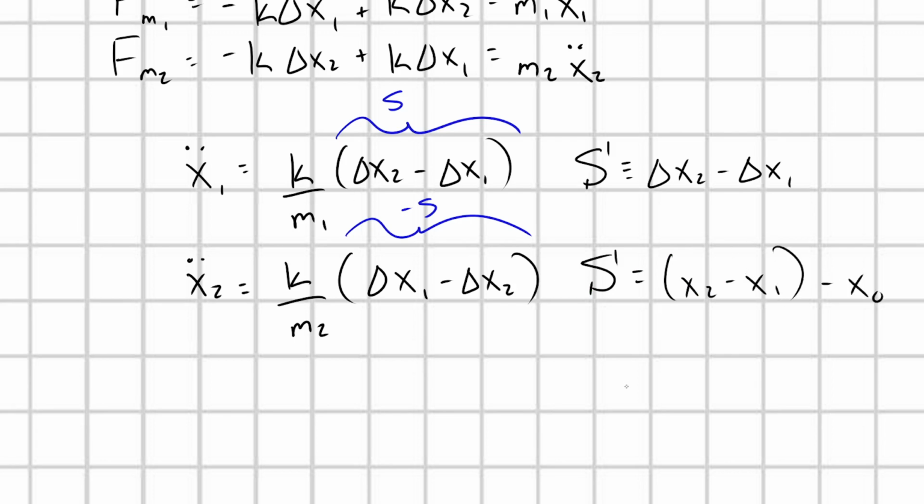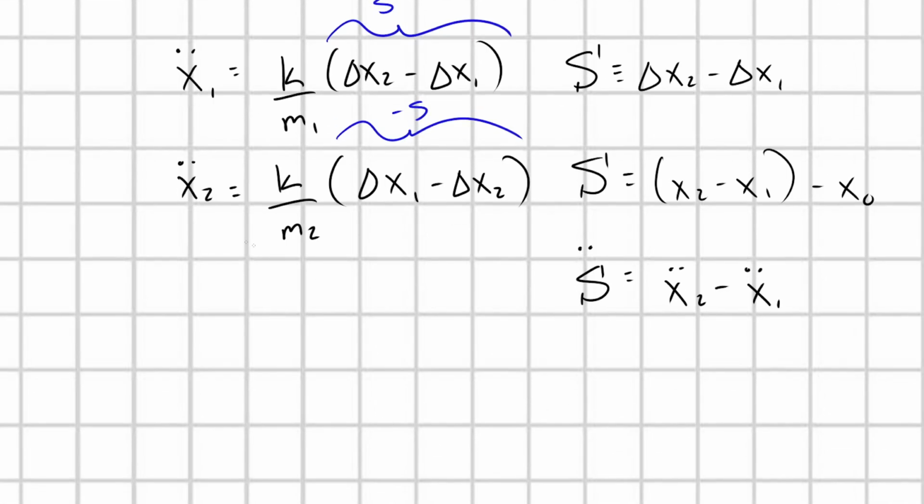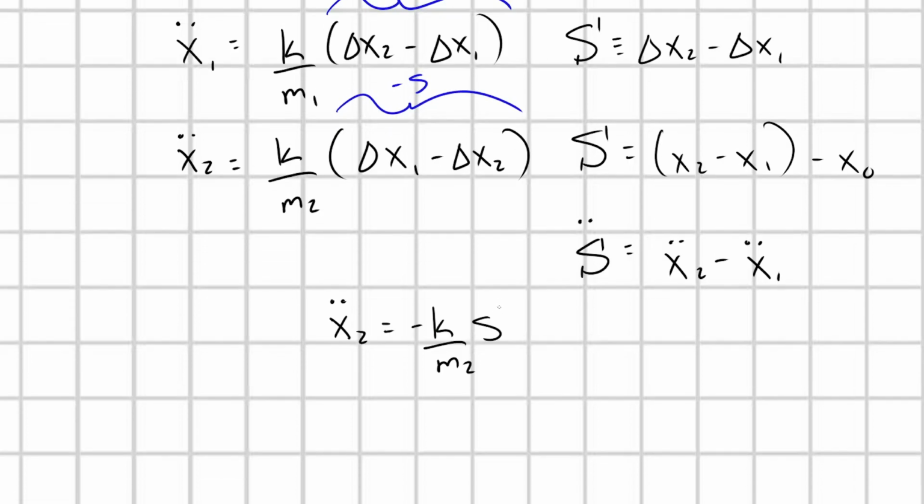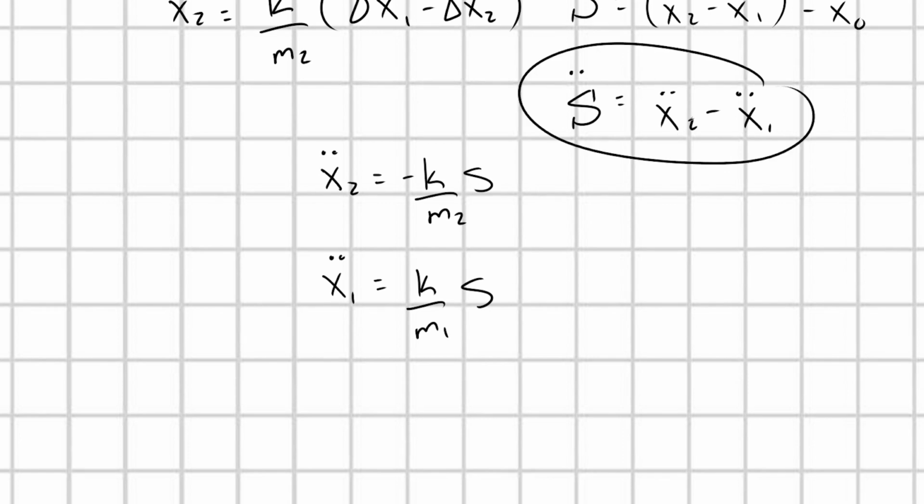What happens if we differentiate this twice? I'm going to have s double dot equal to x2 double dot minus x1 double dot. X naught is just a constant, so that's going to drop out. So let me go ahead and re-summarize where we're at. I'm going to rewrite these differential equations. I have x2 double dot equals minus k over m2 s, and I have x1 double dot equals k over m1 s, right? And now we can apply this relation here.